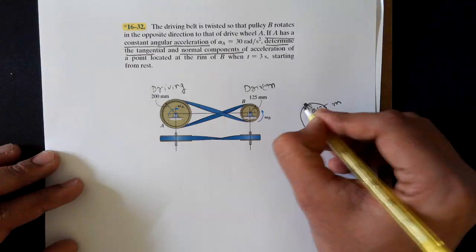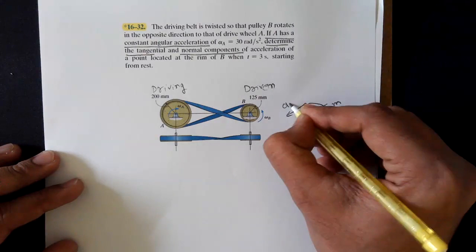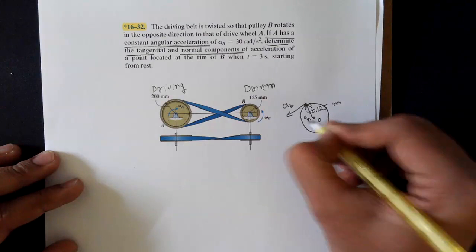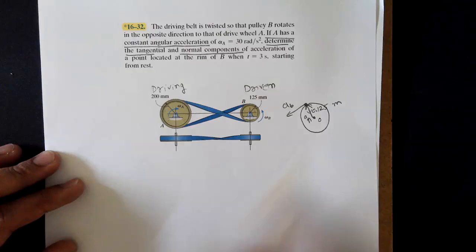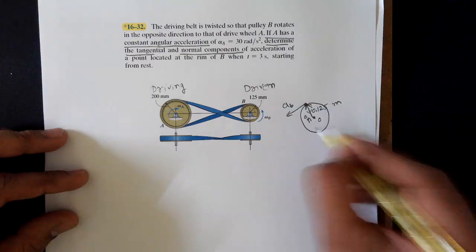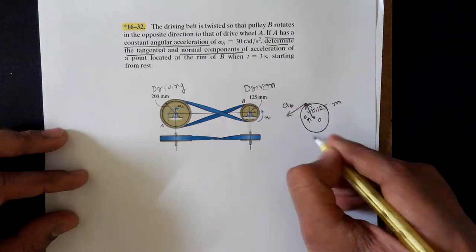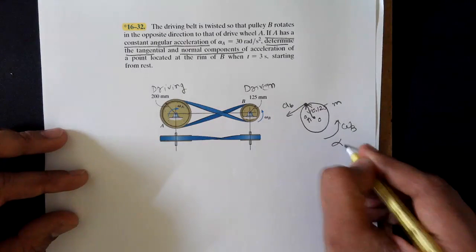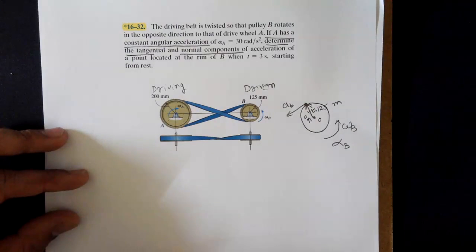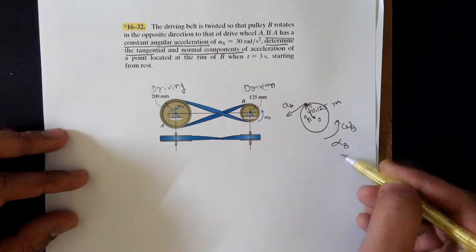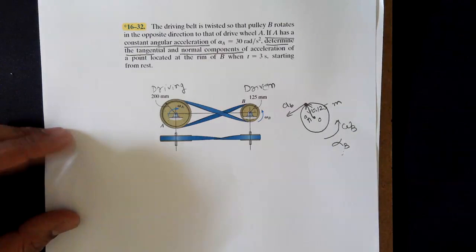At this point, we need to calculate the tangential component of the acceleration and the normal component of the acceleration with respect to the center of rotation for pulley B. In order to find these two accelerations, we need to know the angular velocity of pulley B and the angular acceleration of pulley B. So we need to calculate omega B and alpha B. Once we have omega and alpha, we know how to calculate the tangential and normal components of the acceleration because we have this equation here.